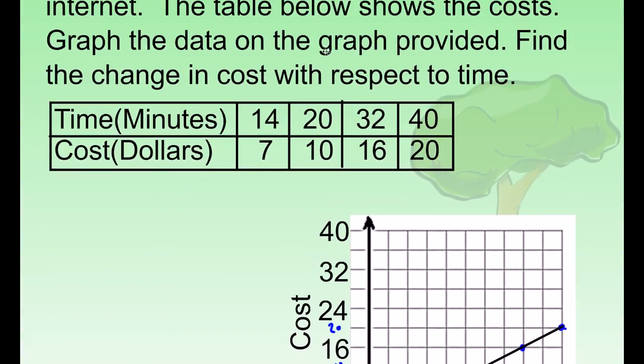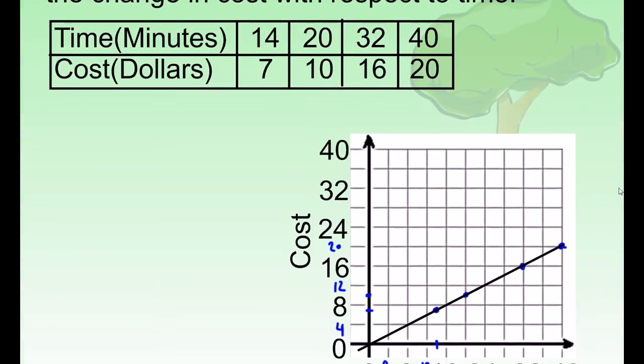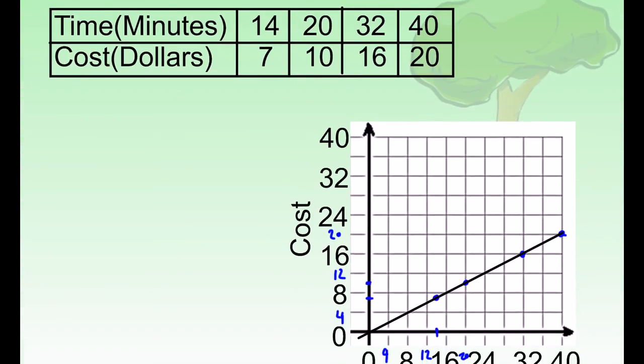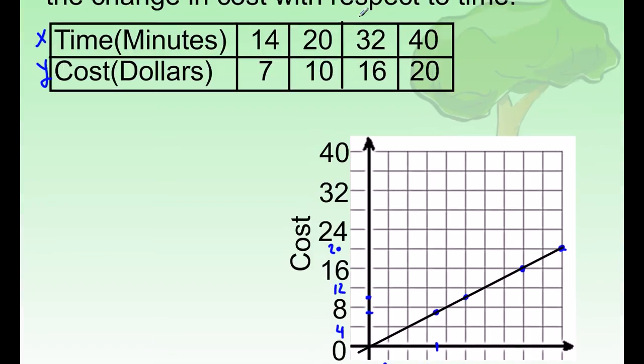So graph the data provided. We did. Find the change in cost with respect to time. We're going to do this two ways. The one way we're going to do this is using slope, the slope formula we just did. So this is our x variable, y variable. So I'm just going to pick 2 points. I'm going to use this as my first point, so 14, 7. And this is my next point, 20, 10.